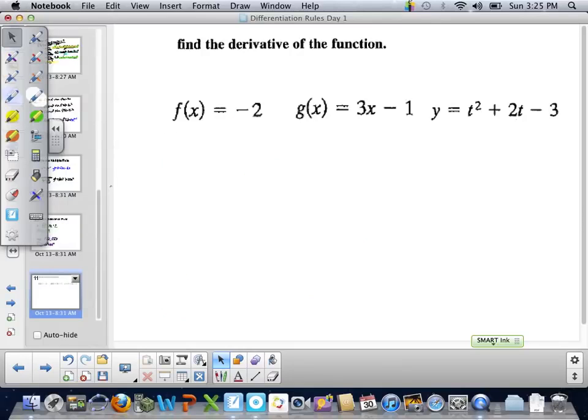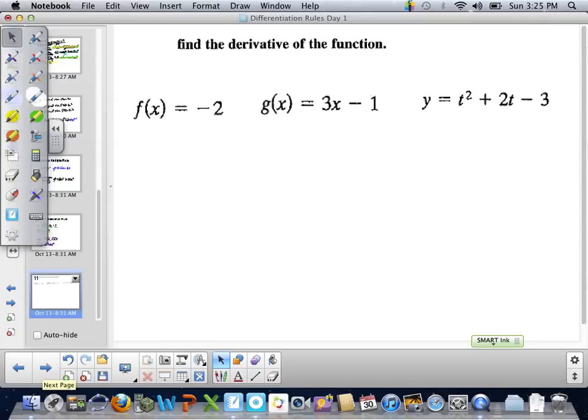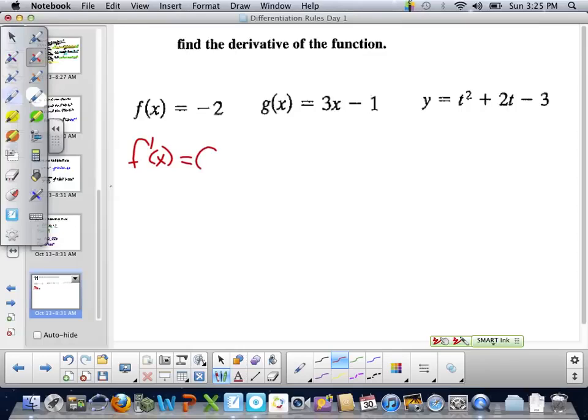Find the derivatives of each function. All right, the first one, f of x equals negative 2. Well, that's a constant. What is the derivative of a constant? F prime of x equals 0. G of x equals 3x minus 1. What is the slope of the tangent line for 3x minus 1? The slope is constant, it never changes, so here we'll say g prime of x equals 3.